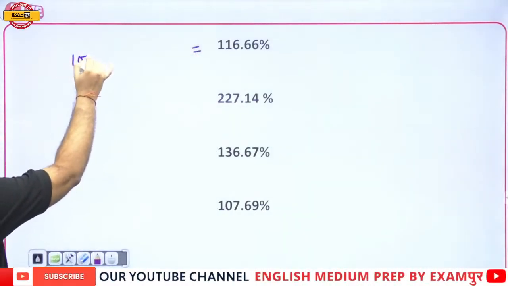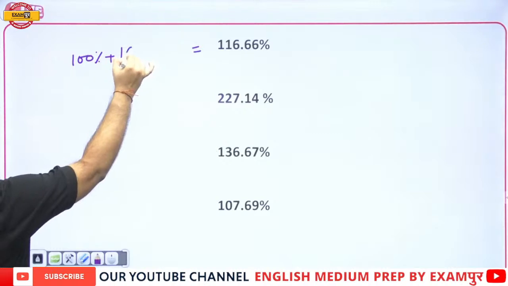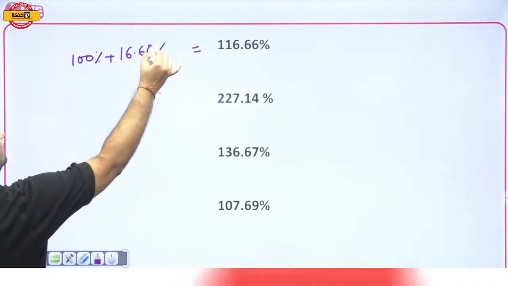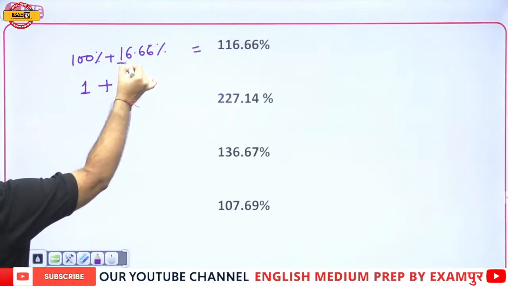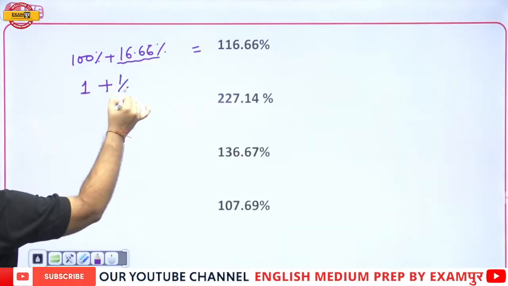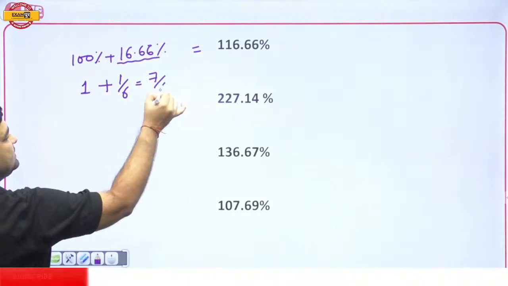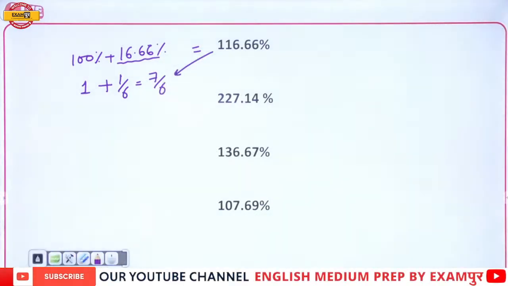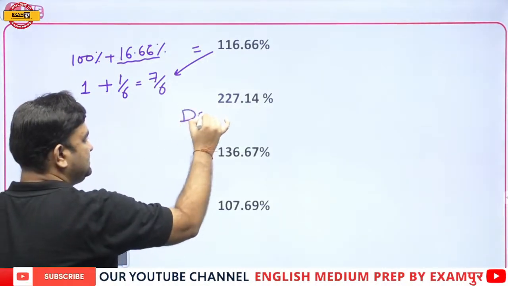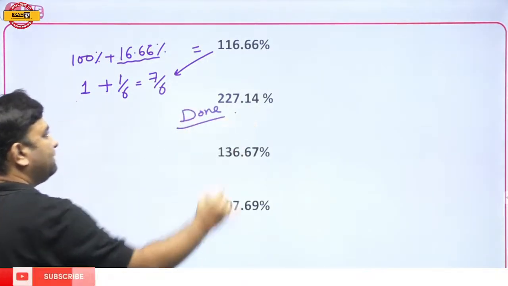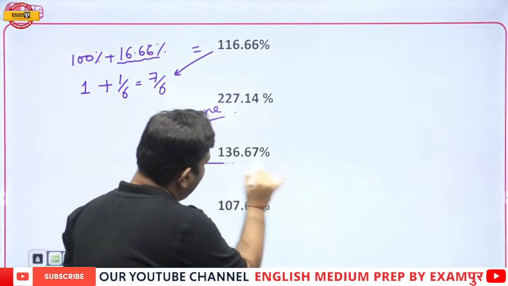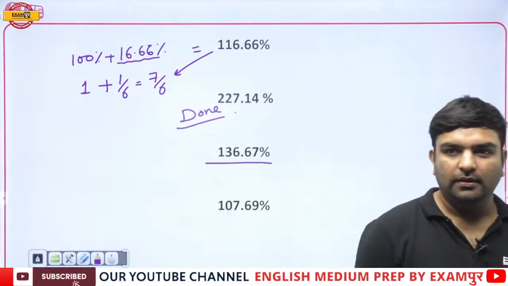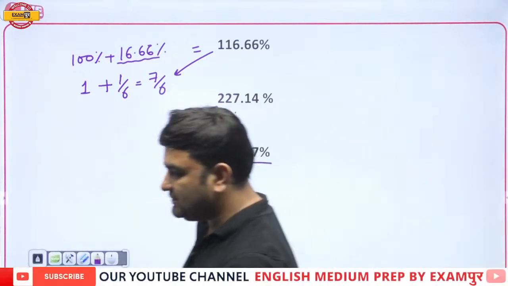This is 100% plus 16.66%. 100% in the fraction is 1 on dividing by 100, and this we have already learned as 1 by 6. So 7 by 6. This is done. Identify this, guys.